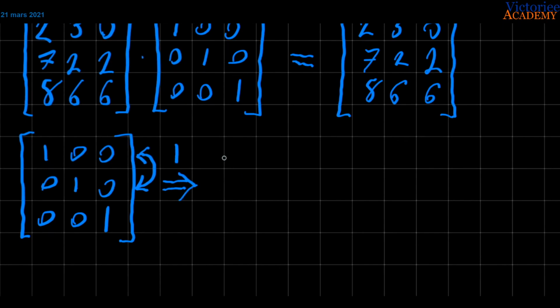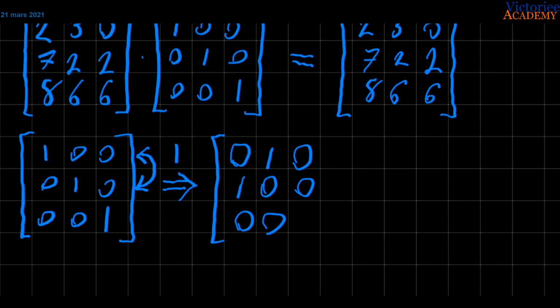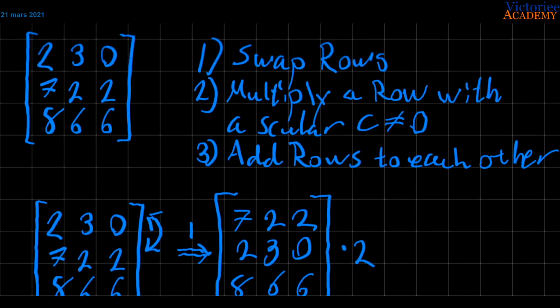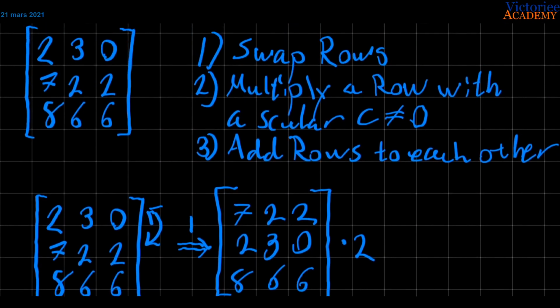Using the first row, we get this row on the top: 0, 1, 0. Then we get this row: 1, 0, 0. And then we get the unchanged row down here. All right. So this is the elementary row operation matrix for this row operation. Swap rows on the first row.